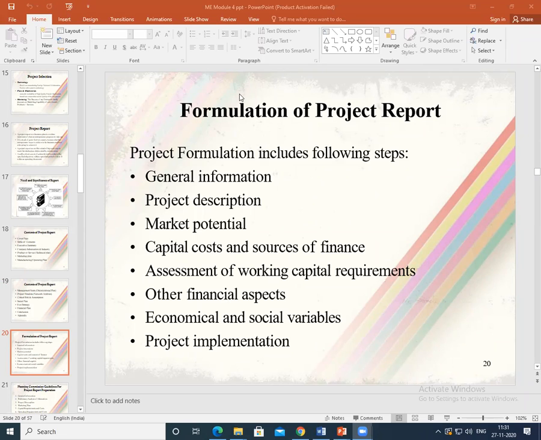So coming to the concept formulation of a project report. The formulation of a project report consists of the following steps: general information, project description, market potential, capital cost and source of finance, assessment of working capital requirement, economic and social variables, and project implementation. Project formulation includes these basic steps.